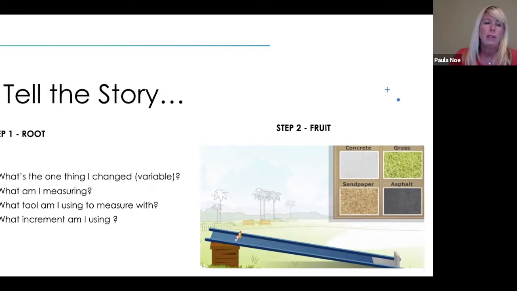So step one is the root. I train kids and teachers to break down experiments this way. What's the one thing I changed? What's the one thing I'm measuring? What tool am I using to measure with? And then what increment does that tool use?